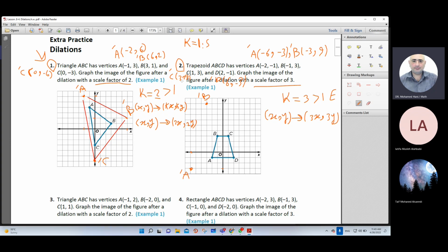Then we have C prime (3, 9). (3, 9) will be here. Then we have D prime (6, -3): 1, 2, 3, 4, 5, 6, and negative 3 will be here. So this is D prime. Then we can match between the vertices.